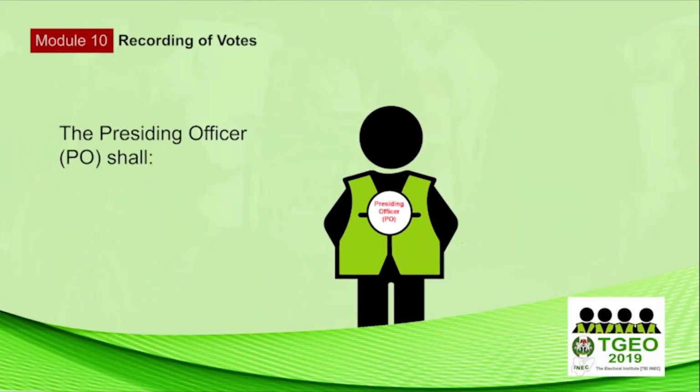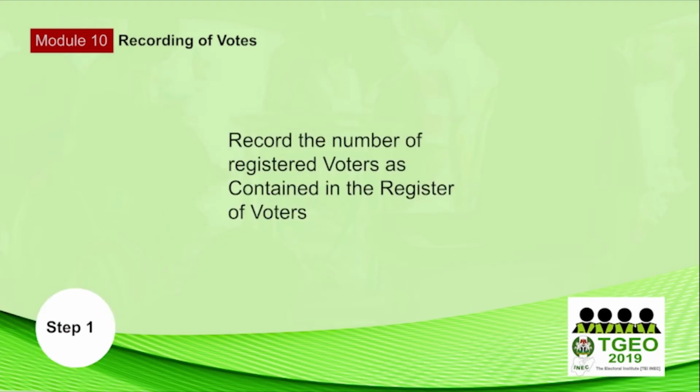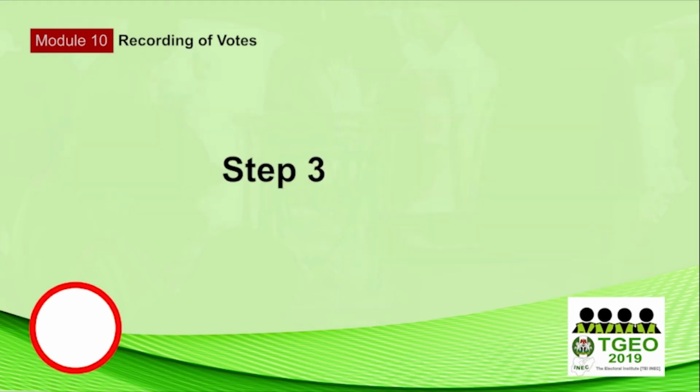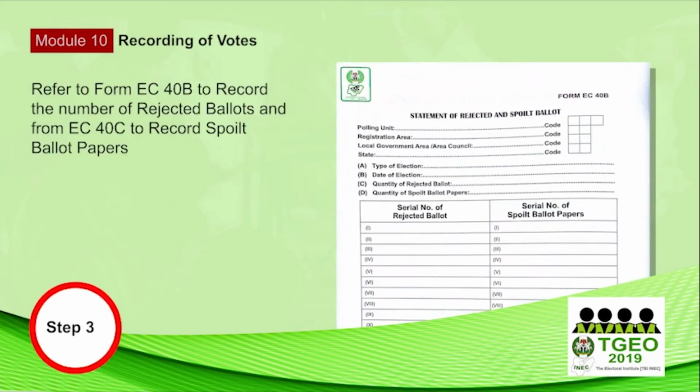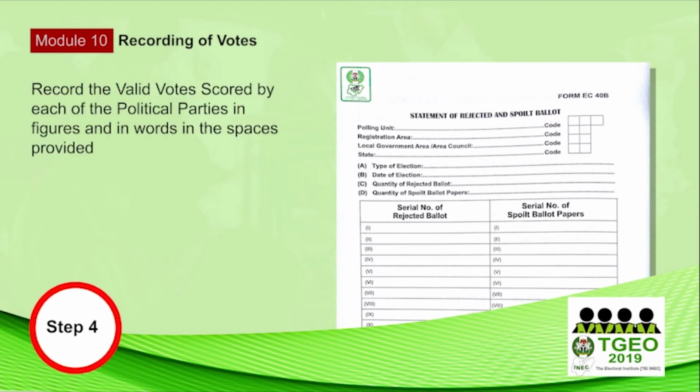Module 10. Recording of votes on Form EC8A series. The presiding officer (PO) shall: Step 1. Record the number of registered voters as contained in the Register of Voters. Step 2. Refer to Form EC40A to record the total number of ballot papers issued to the polling unit and the number of unused ballot papers. Step 3. Refer to Form EC40B to record the number of rejected ballots and Form EC40C to record spoilt ballot papers.